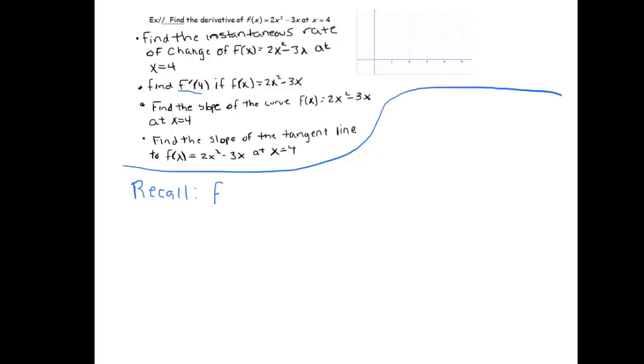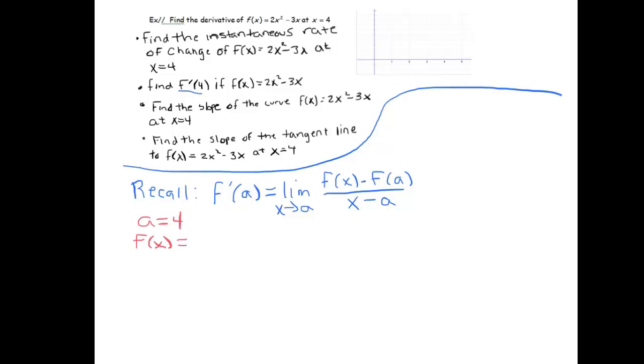The derivative of a function at a point, at an x value a, is equal to the limit as x goes to a of f of x minus f of a divided by x minus a. Alright, and so in our problem, let's just note that we are finding the derivative at x equals 4. So our a is 4. Our function is f of x. We know that that's clearly 2x squared minus 3x.